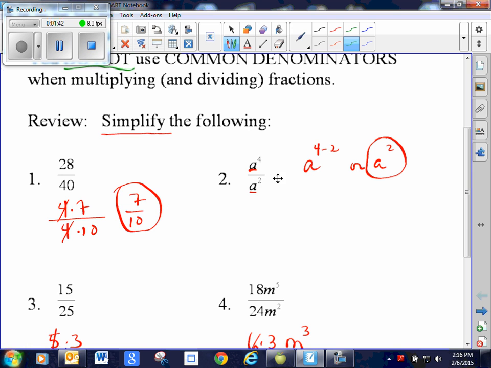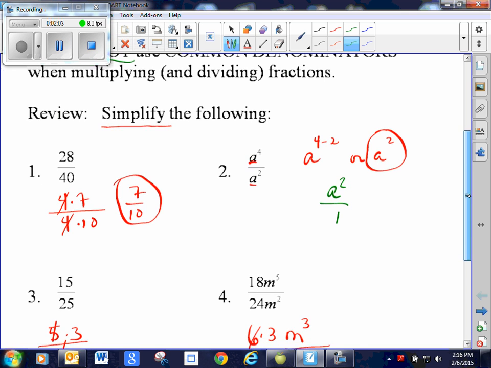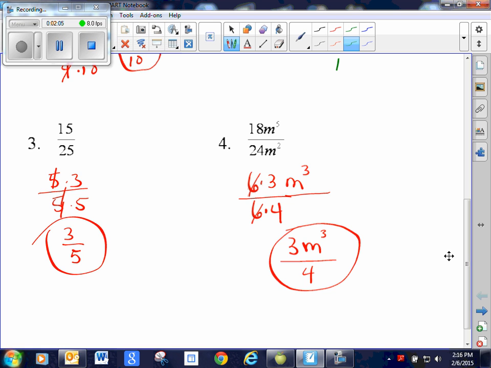Number 2 has got like bases. A is our base. When we're dividing like bases, we subtract the exponents. So A, 4 minus 2 is 2. The 2 that are left over are in the numerator. So my answer is a squared, or you could write it a squared over 1 if you preferred. Number 3, common factor. 5 times 3, 5 times 5. The 5's cancel. We're left with 3/5.